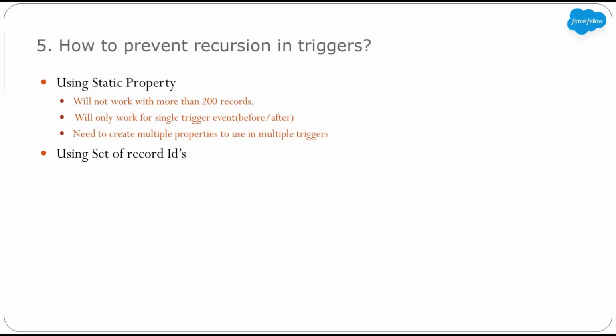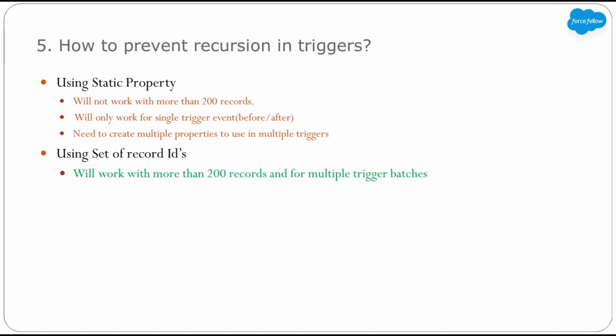So here what we can do, we can create a set property with ID data type and we can store all the processed record IDs into this. So using this approach, our trigger will work for more than 200 records and for multiple trigger batches as well, because right now we are checking new record IDs with processed record IDs.